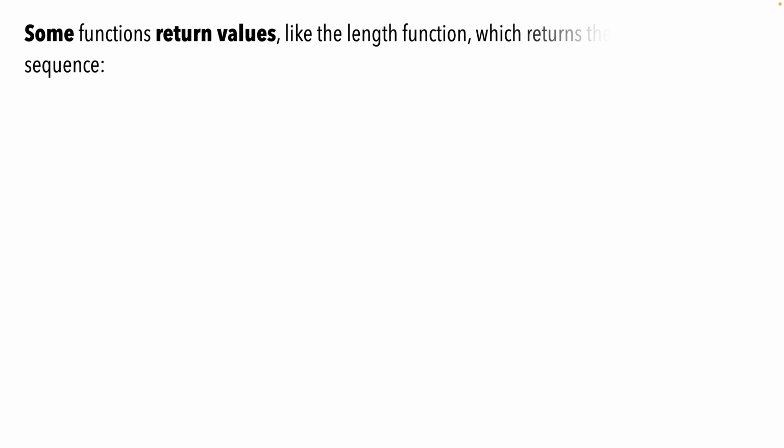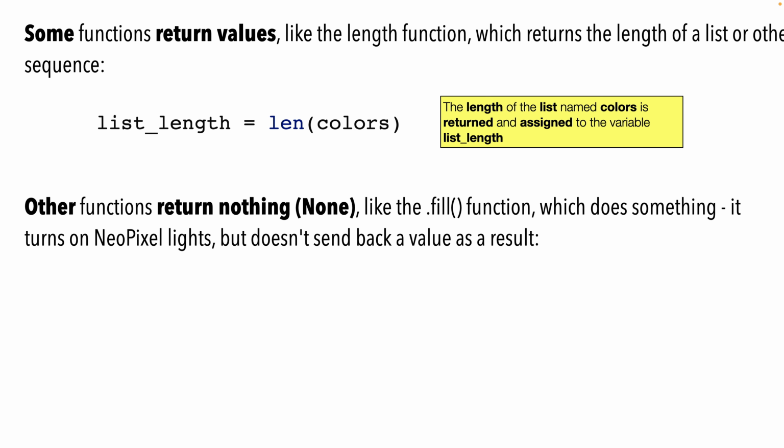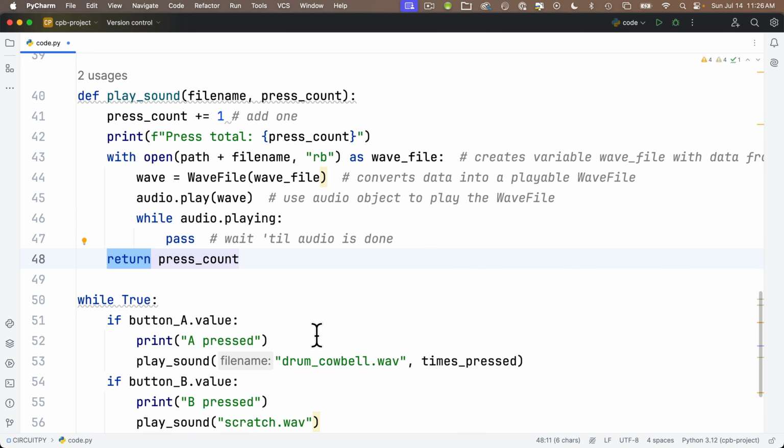And for context, some functions return values. For example, the length function. If we say len, passing in the list named colors, that's going to return the length of the list. And some functions don't return any values, they just do something. So for example, if we say pixels.fill passing in red, that returns nothing, but it does something useful. It turns all of our NeoPixels red. Now in Python, we say a function that returns nothing actually returns None, but nothing shows up.